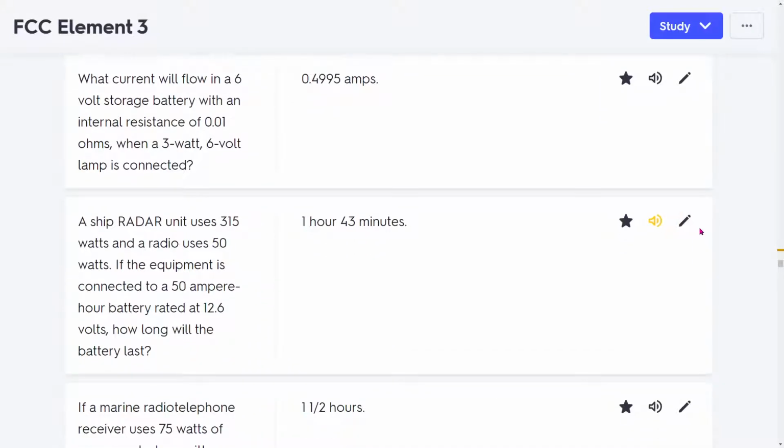A ship radar unit uses 315 watts and a radio uses 50 watts. If the equipment is connected to a 50 ampere hour battery rated at 12.6 volts, how long will the battery last? 1 hour 43 minutes.